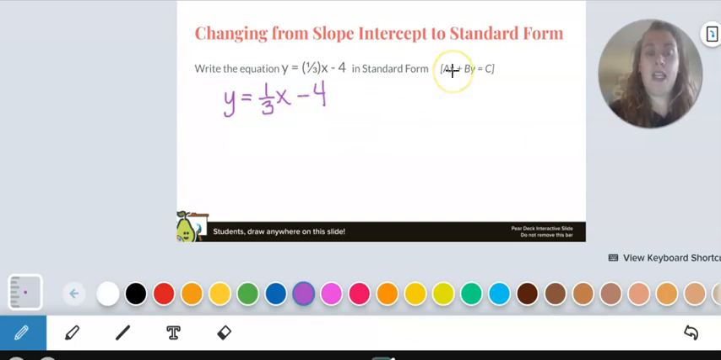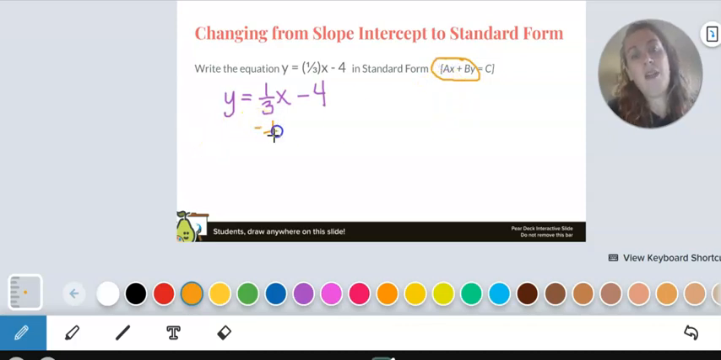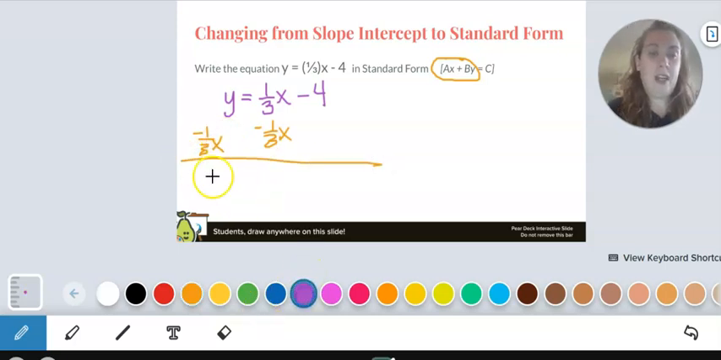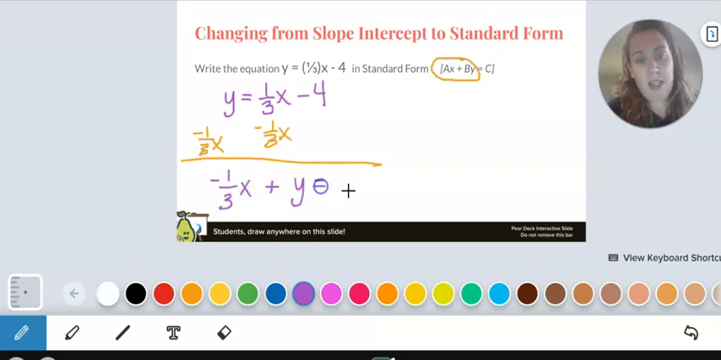If we want to put this in standard form, we want x and y to be on the same side, on that left side of the equation. So I can just subtract this whole term, this 1/3 x, and bring it over to the left side. So we have -1/3 x plus y equals -4.